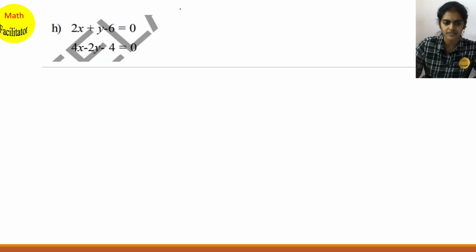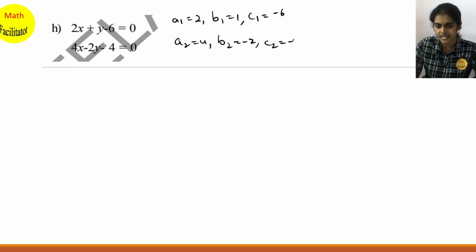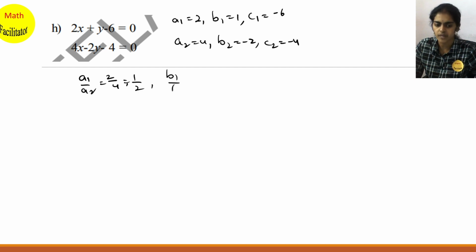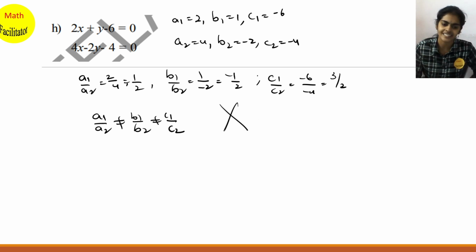So here also let us find a1 is 2, b1 is 1, c1 is minus 6, a2 value is 4, b2 is minus 2, c2 is minus 4. So a1 by a2 is nothing but 2 by 4, that is nothing but 1 by 2. b1 by b2 is nothing but 1 by minus 2, or I can write as minus 1 by 2. c1 by c2 is minus 6 by minus 4, or it is nothing but 3 by 2. So here clearly you can see a1 by a2 is not equal to b1 by b2 is not equal to c1 by c2. None of the ratios are equal, so they are intersecting lines.